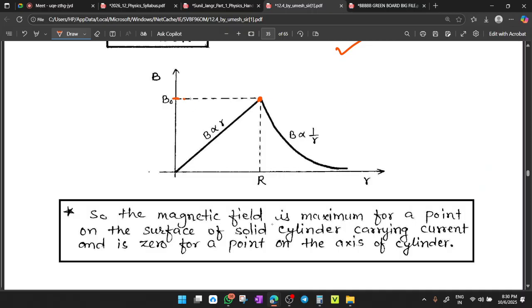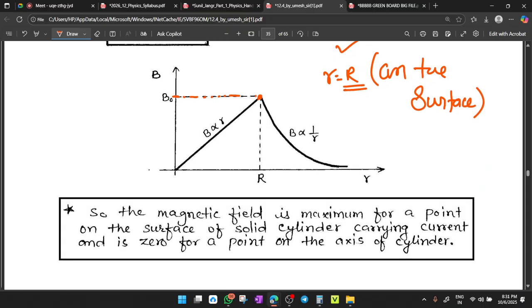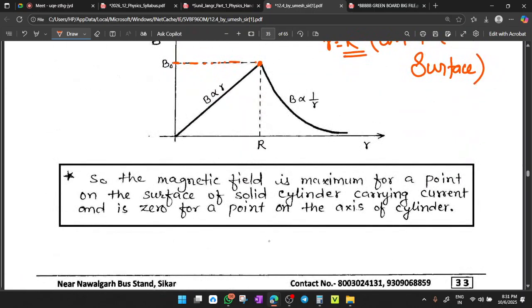This is the maximum value of magnetic field. Where? When small r, the radius of the loop, equals the radius of the conductor, on the surface. Yes or no? On the surface. So that is why on the surface the magnetic field will be maximum. Clear? So the magnetic field is maximum for a point on the surface of a solid cylinder.